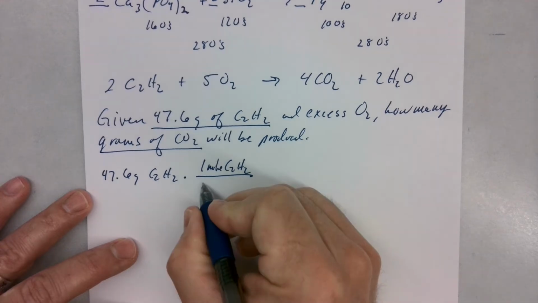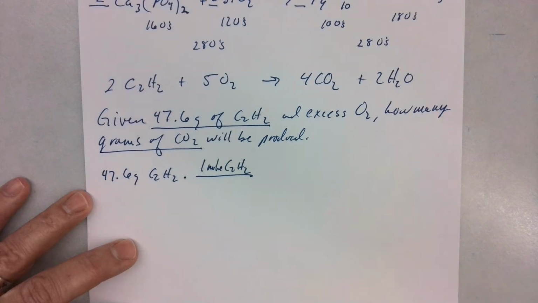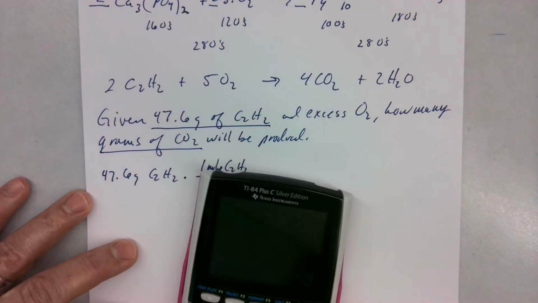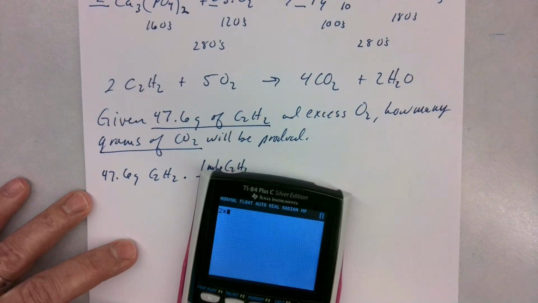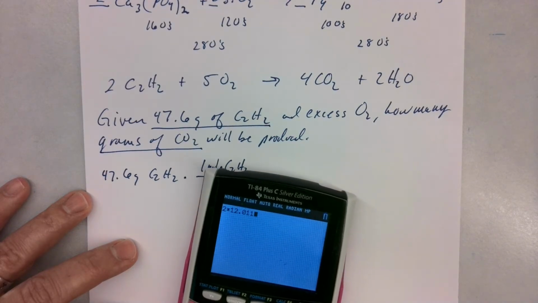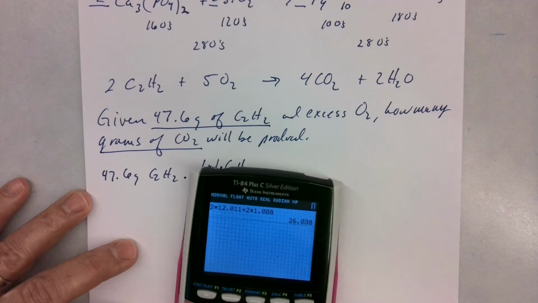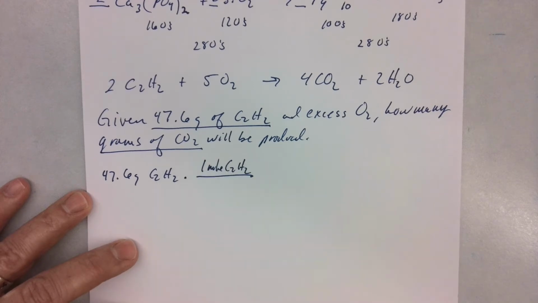I think it's 26.038. My last class got 25.04. I don't know who's right. So we got 2 carbons, right? That's 2 times 12.011, right? Plus 2 H's, 2 times 1.008, is it? I got 26.038. Anybody else get that? Okay. So somebody screwed that up.